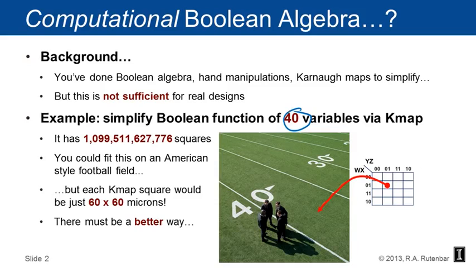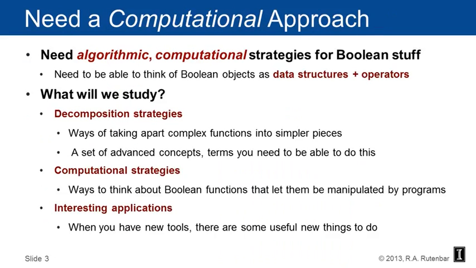You could, in fact, fit that on an American-style football field, which is 100 by 50 yards, by the way. But every square in the Karnaugh map would be about 60 by 60 microns, so that's 60 millionths of a meter. That is just really not happening. There has just got to be a better way. So what we need is a computational approach. We need an algorithmic, computational set of strategies for Boolean stuff. We've got to be able to think of Boolean objects as data structures and operators. And that's just a really new thing.